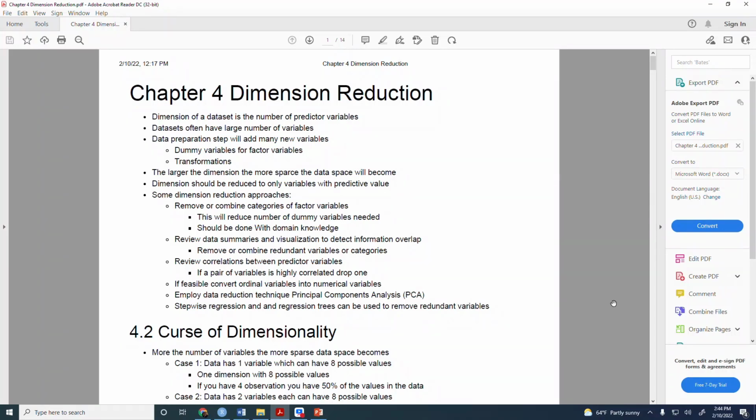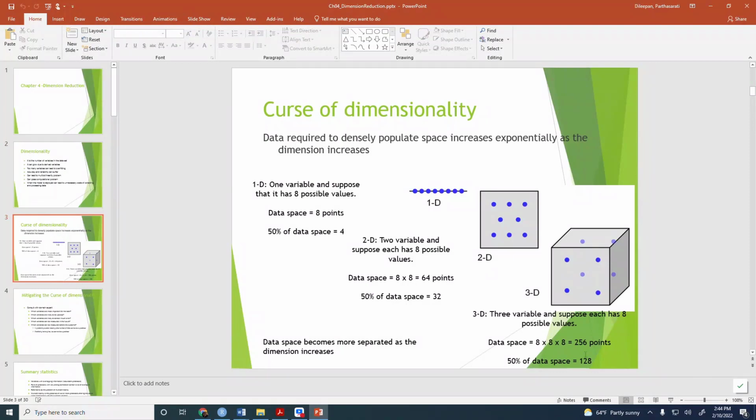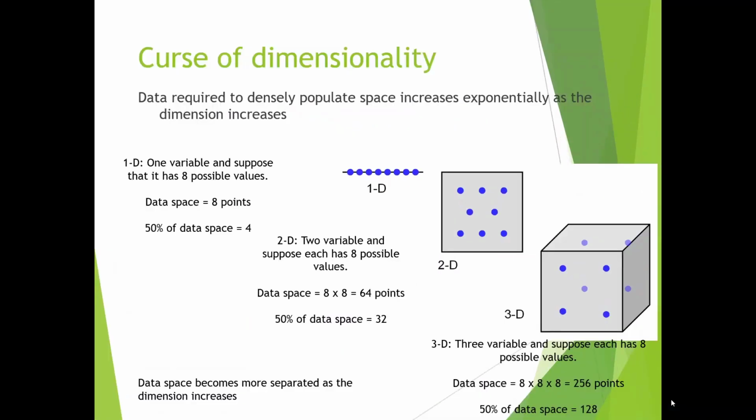Then the larger the dimension, the more sparse the data space will become. For example, let's look at the sparseness of a data set. Here we're looking at three different cases. Suppose we have just one predictor variable, just one dimension. And suppose there are 8 possible values for that one variable, then even if you have only 4 observations, 50% of the possible values are represented in the data.